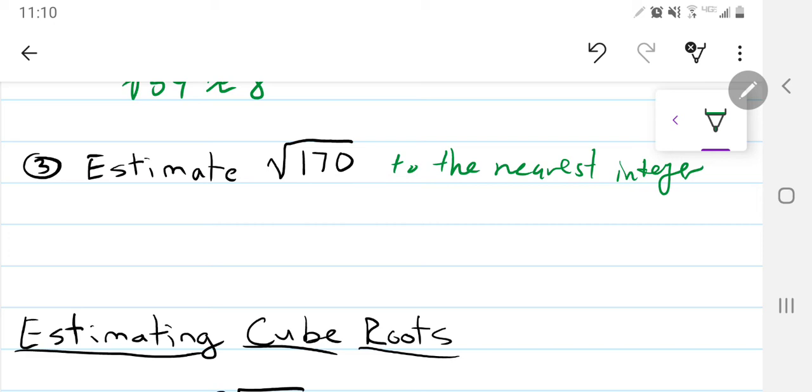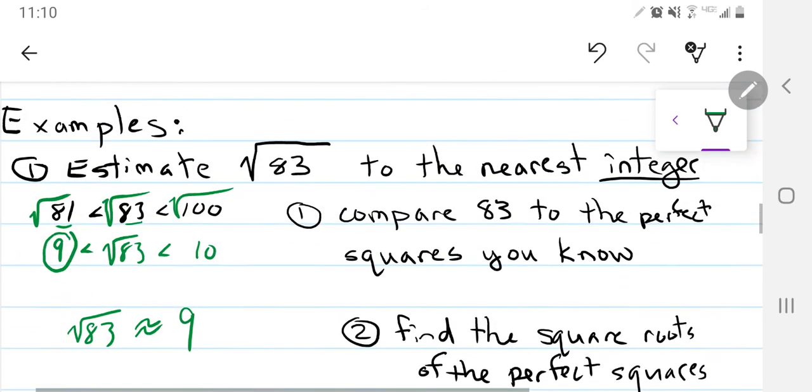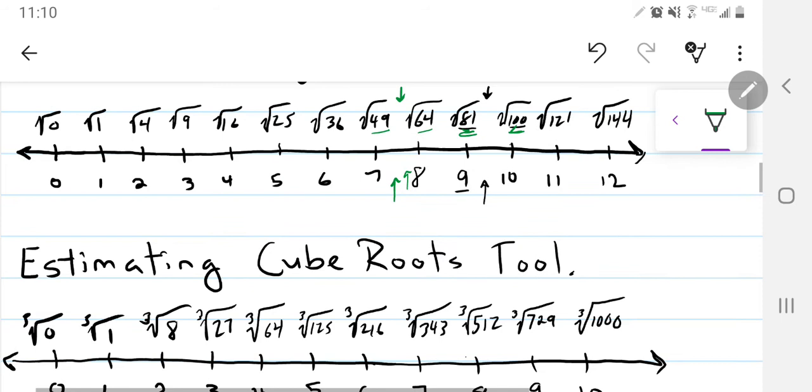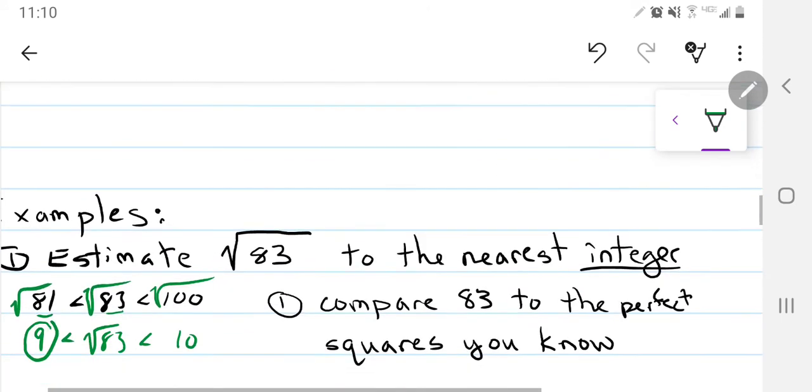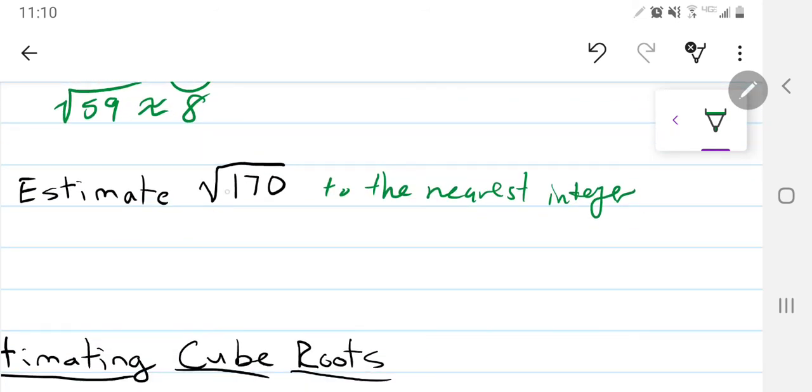All right. So 170. Now, I don't think this one's on our cheat sheet. But because I've worked hard to memorize my perfect squares, I know the closest perfect squares to this. So I'm going to say 170 is above, greater than 169, which is 13 squared, and 196, which is 14 squared.